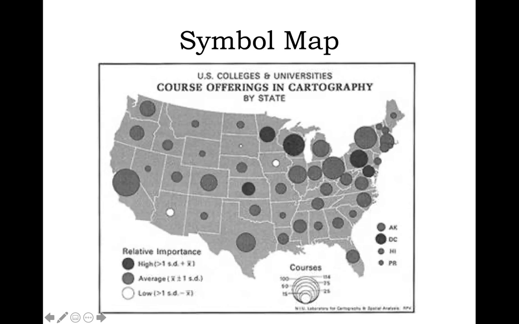For example, Minnesota has a fair number of course offerings in cartography of high importance. South Dakota, on the other hand, has very few course offerings with low importance in cartography.